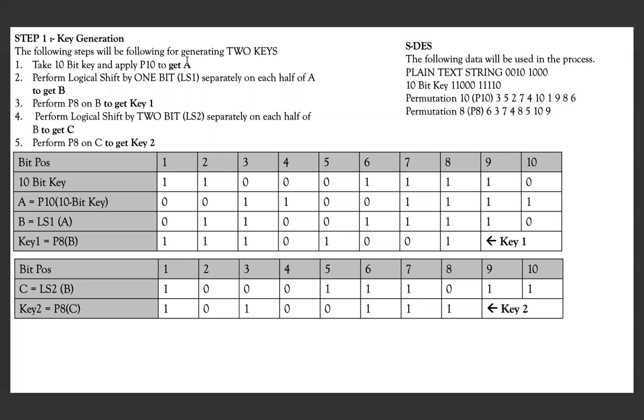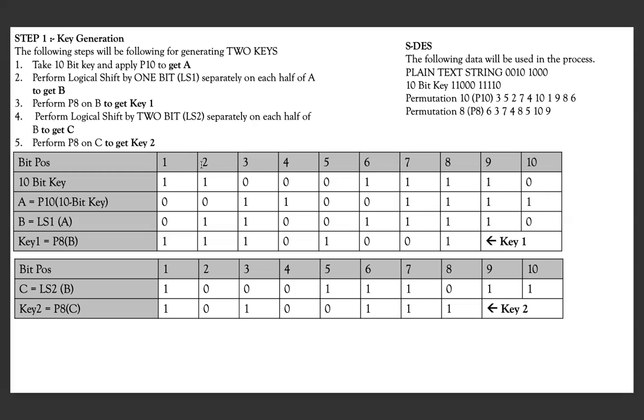So first step is that we'll get A. Let's see that these are my bit positions: 1, 2, 3, 4, 5, 6, 7, 8, 9, and 10. And this is the 10-bit key that we were talking about: 1, 1, 0, 0, 0, 1, 1, 1, 1, 0. As mentioned before, this is my 10-bit key that we'll be using here. You see, exact same key that we discussed is written here.